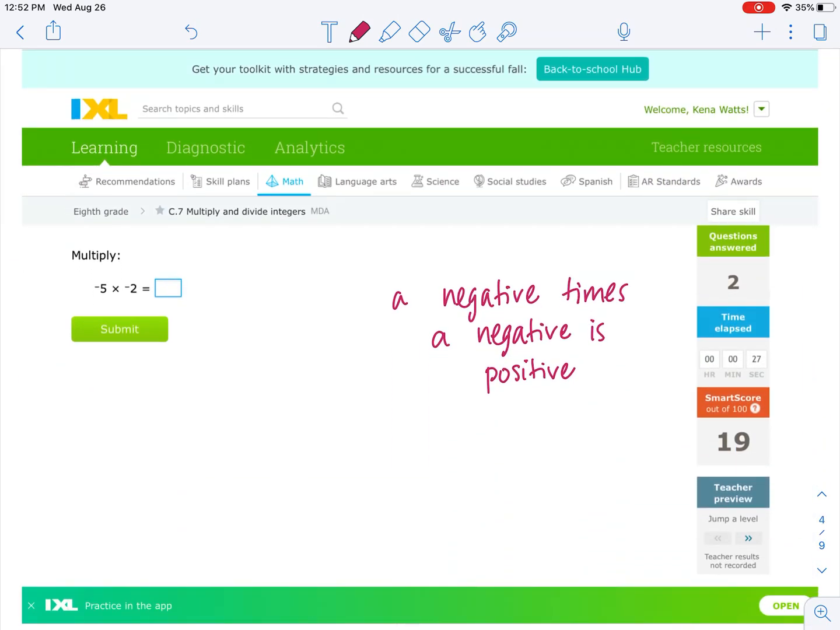This time I have two negative numbers, negative 5 times negative 2. When we multiply a negative times another negative, the result is positive. So 5 times 2 is 10, and it's positive 10 because a negative times a negative is positive.